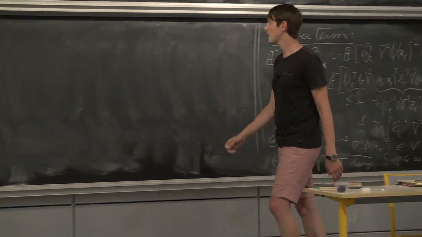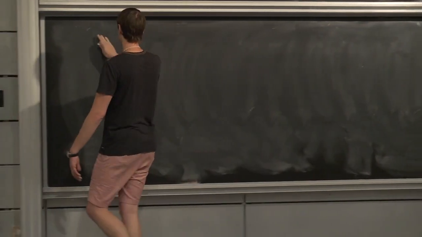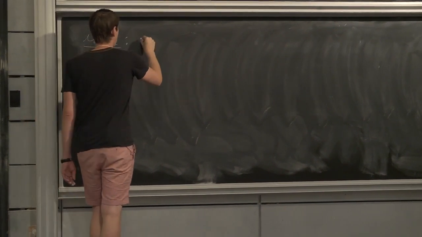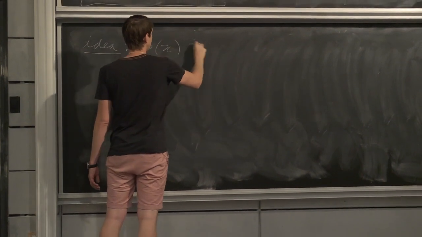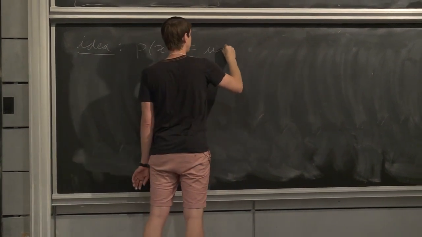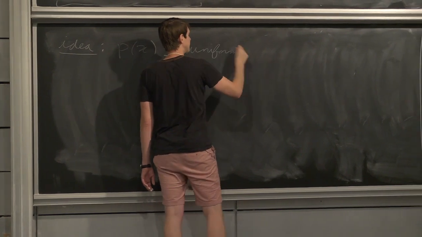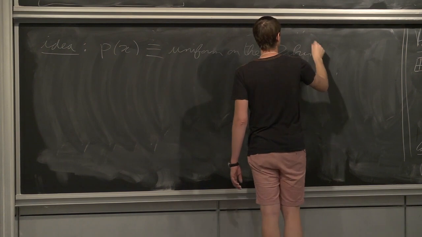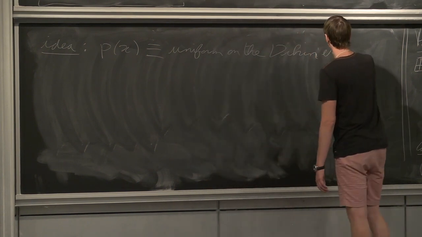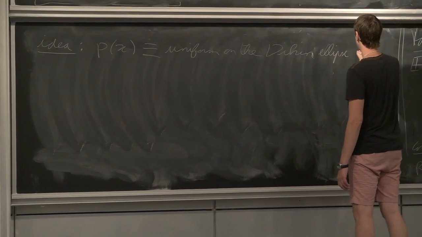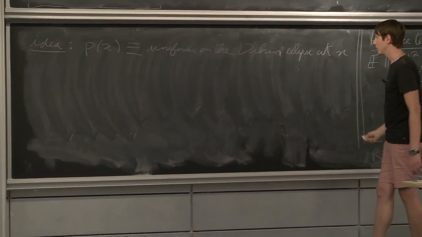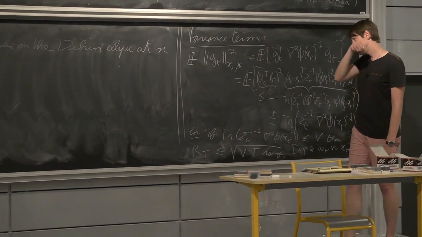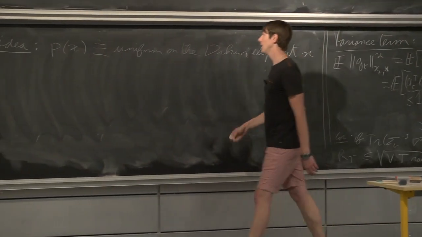Okay, so now the sampling scheme. So the idea: P of x could be uniform on the Dikin ellipse at x. I claim that this will have exactly the covariance that you want. It's really, really nice. Why is it?